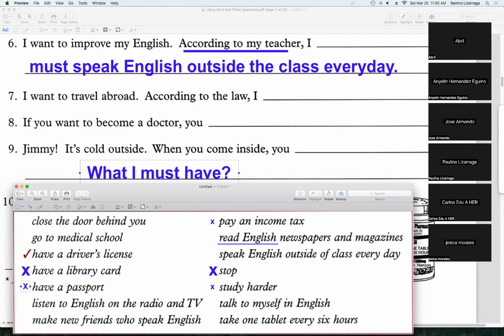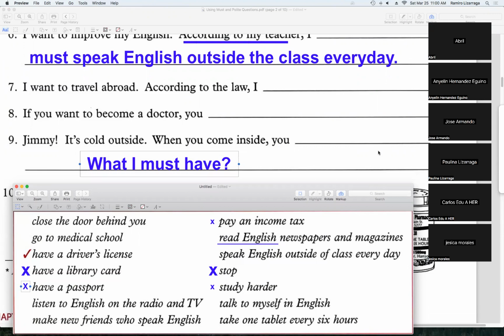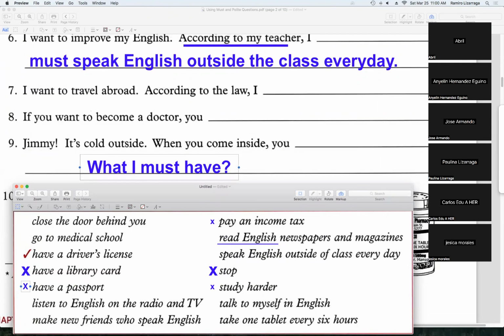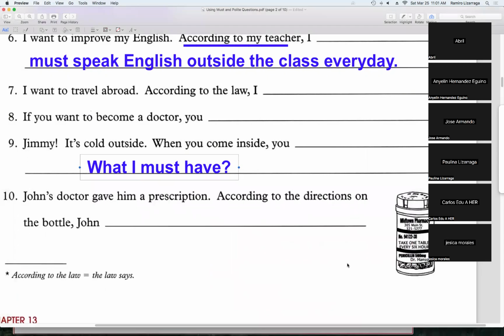¿Quién me la dice? Jessica. Participe. Participen. Carlos. Quiero que hablen un poquito. Que sea poquito. Paulina. A ver, Angelina, adelante. I must have a passport. Yes, ma'am. You must have a passport. Es necesario que participen los demás, por favor, para saber que están en la clase, ¿no?